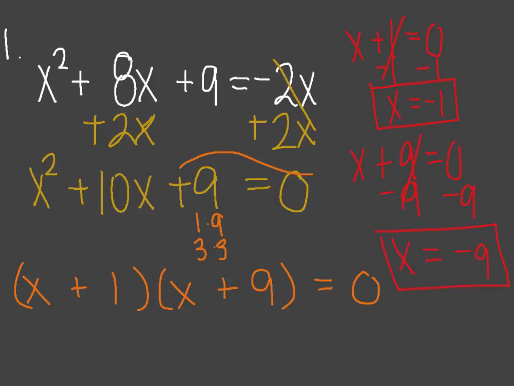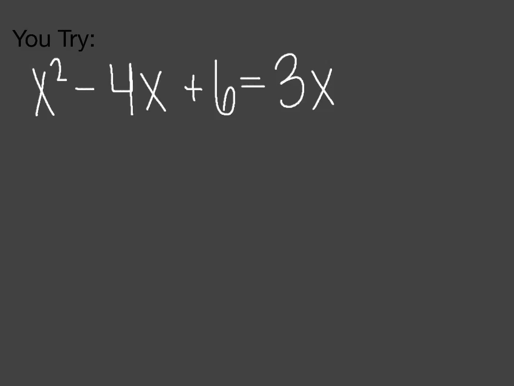My two answers, or my two x's, or my two zeros, they're all called the same thing, are x equals negative 1 and x equals negative 9. Now go ahead and try this one in your group, and then when you get to your home groups, you'll have to have them try it and you're going to help them out.